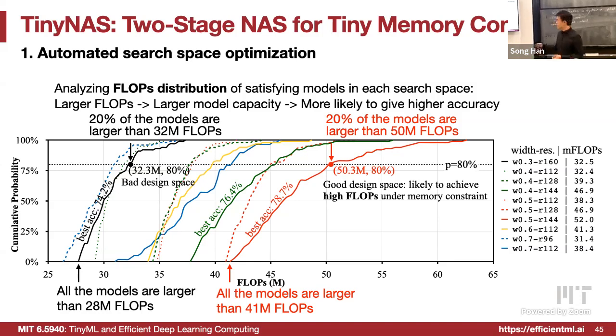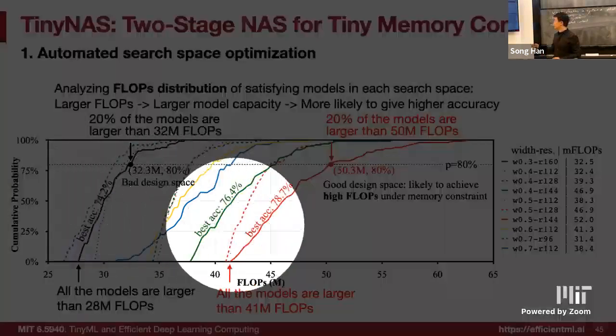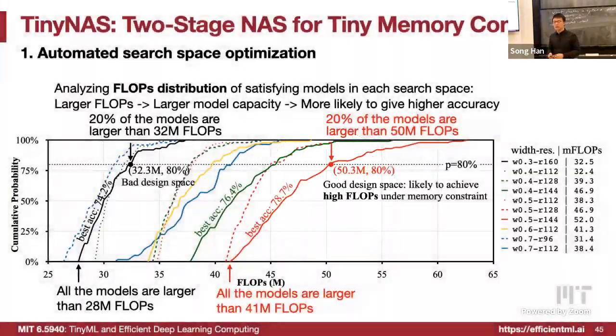And that's indeed the case. For example, for the red design space, the best accuracy we get is 78.7%. Well, for this black design space, the best accuracy we get is only 74%. Okay, so this is a very helpful heuristic. We didn't even train the model, but we can just analyze the FLOPs of different design spaces to project the final accuracy.